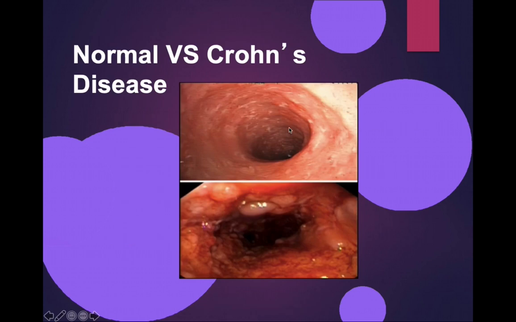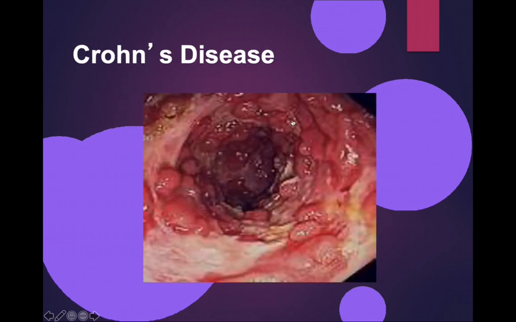Here is a normal intestinal lumen, and you can see these granulomas that form in Crohn. These are more extensive, so they would do a resection here. They would cut out this part of the lesion.